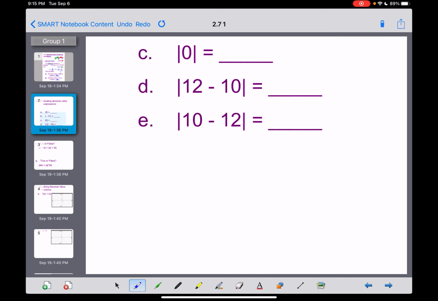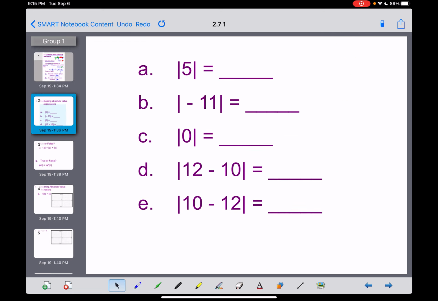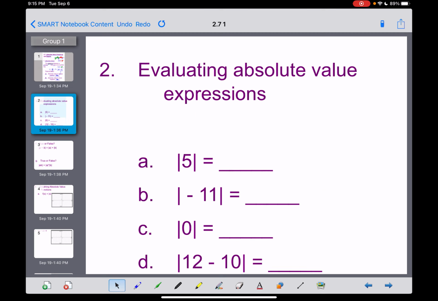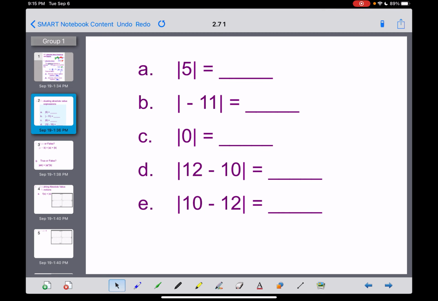Okay, let's move on to another page and talk about evaluating some absolute value expressions. Once you get the hang of this, guys, you should whip through it like there's nothing to it. Example A is the absolute value of 5, the exact number I was just using. 5 is how far away from 0? 5 units. So the long and short of it, guys, is that when you're taking the absolute value of a positive number, absolute value has no impact, and you just end up with the exact same positive number again.